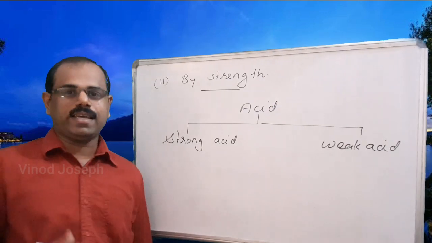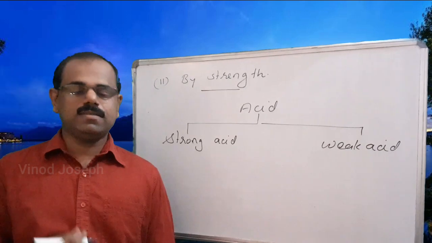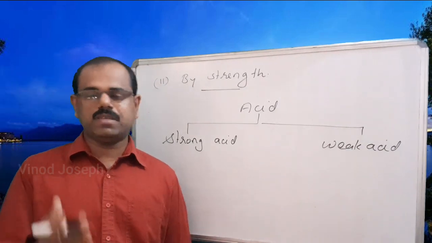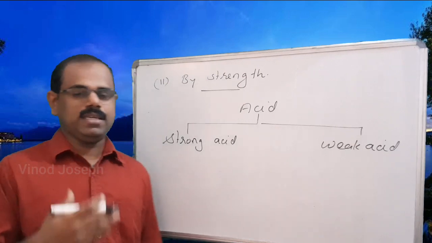Now we see the second category of acids. It is classified by strength. Acids can be classified by strength. What was the first one? Acids can be classified whether it is an organic acid or an inorganic acid.